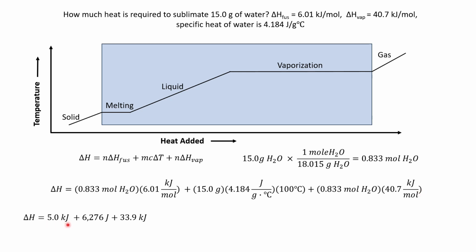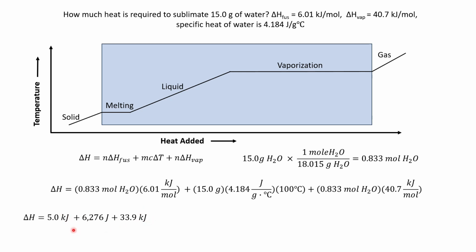Okay, so let's simplify these numbers just a little bit. When I calculate my first term, I get 5 kilojoules. My second term gives me 6,276 joules. And my third term gives me 33.9 kilojoules. I have a little bit of a problem here. I can't just add these numbers together. Why not? Because this second term is in joules and the first and third term are in kilojoules.